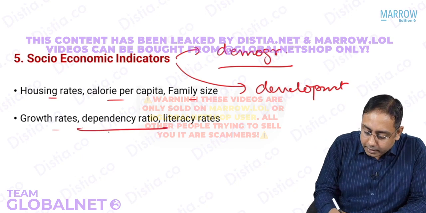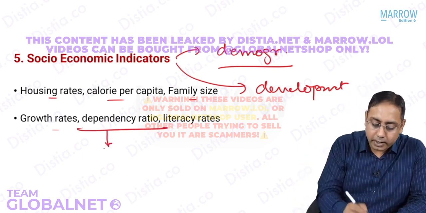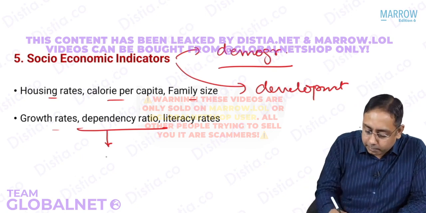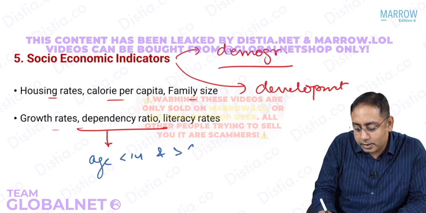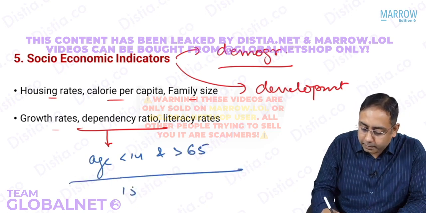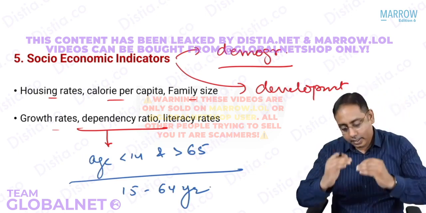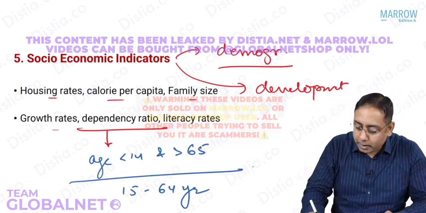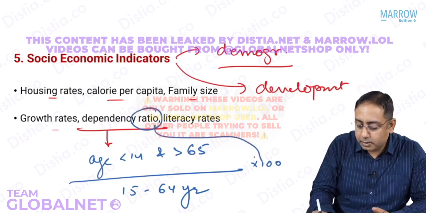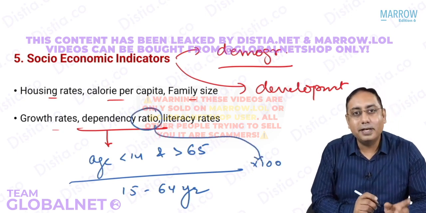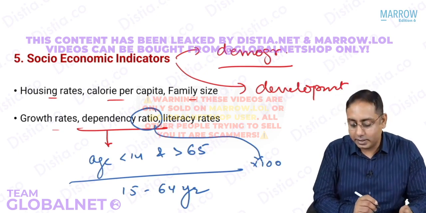What do you mean by the dependency ratio? We already had a word on this in the demography module, but I would like to reiterate over here that the dependency ratio is age less than 14 years and age more than 65 years divided by the 15 to 64 year age group. That is the total dependent divided by the total independent multiplied by 100. It is a dependency ratio usually expressed in percentages. That is what a dependency ratio is.